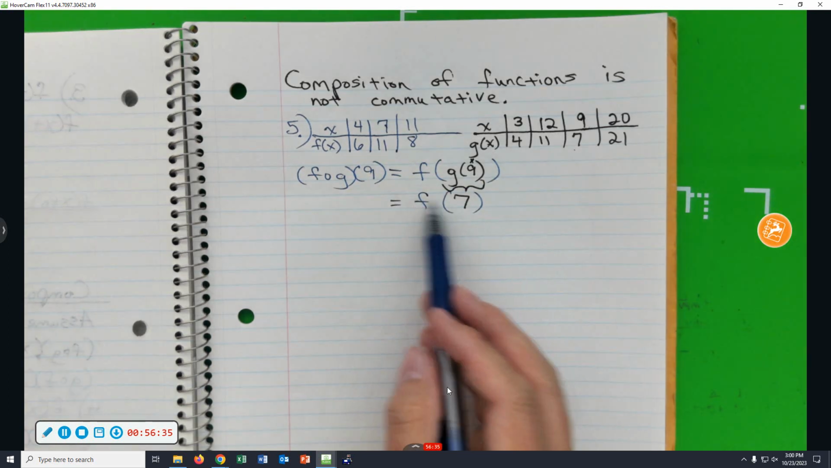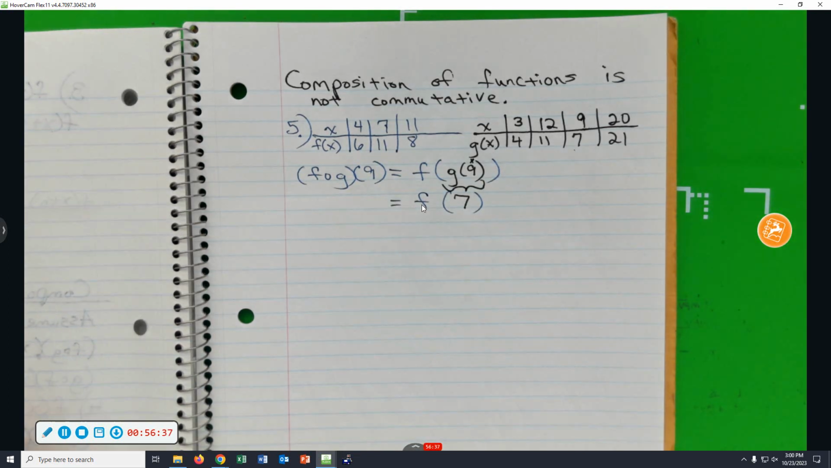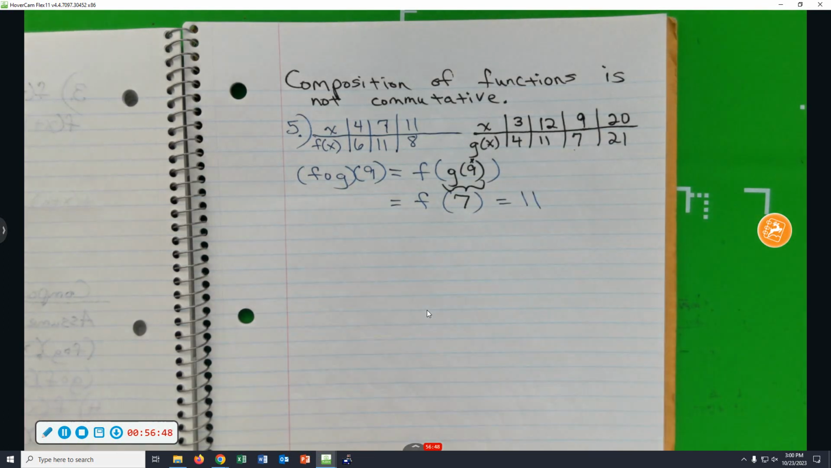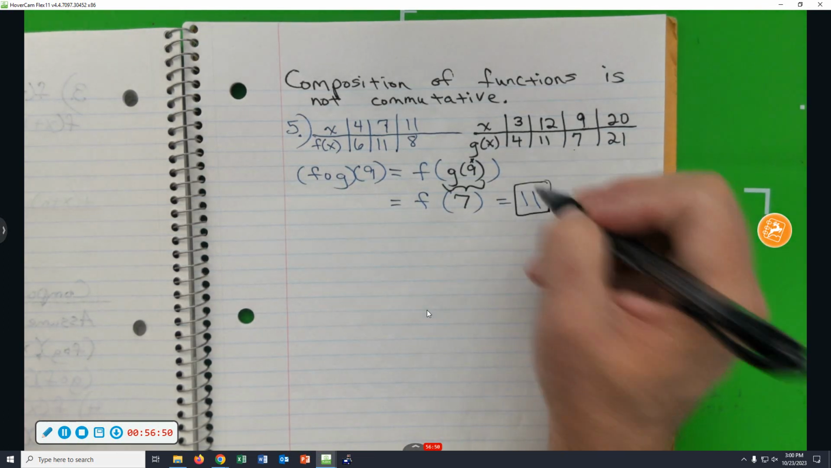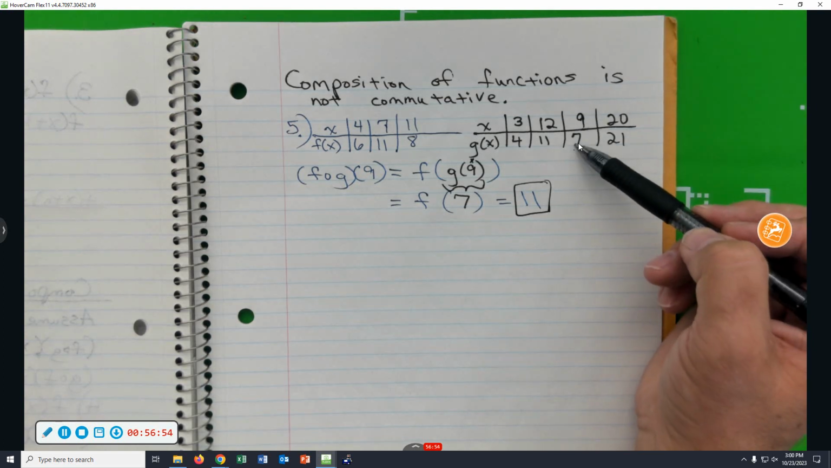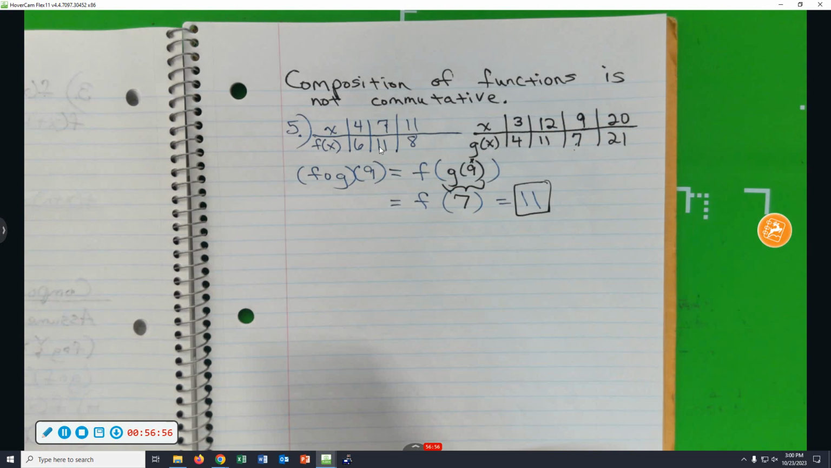And now we want F of 7. So we go to the F table. 7 is assigned to 11. And so, instead of trying to show your logic, what are you doing? 9 went to 7. 7 was assigned to 11. So let me type in 11.